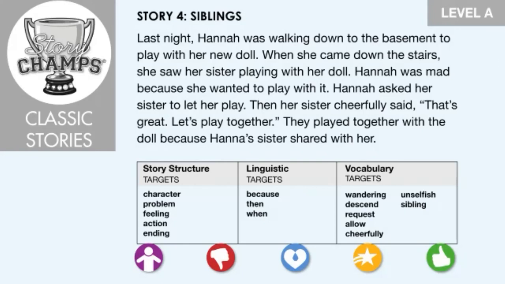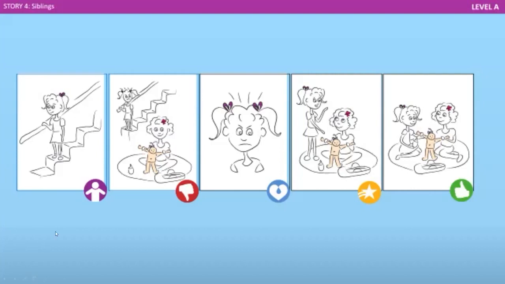So let's say, this is how our digital presentation link looks. And so if I was doing level A story 4, this is that siblings one with Hannah, that was just on the previous slide.